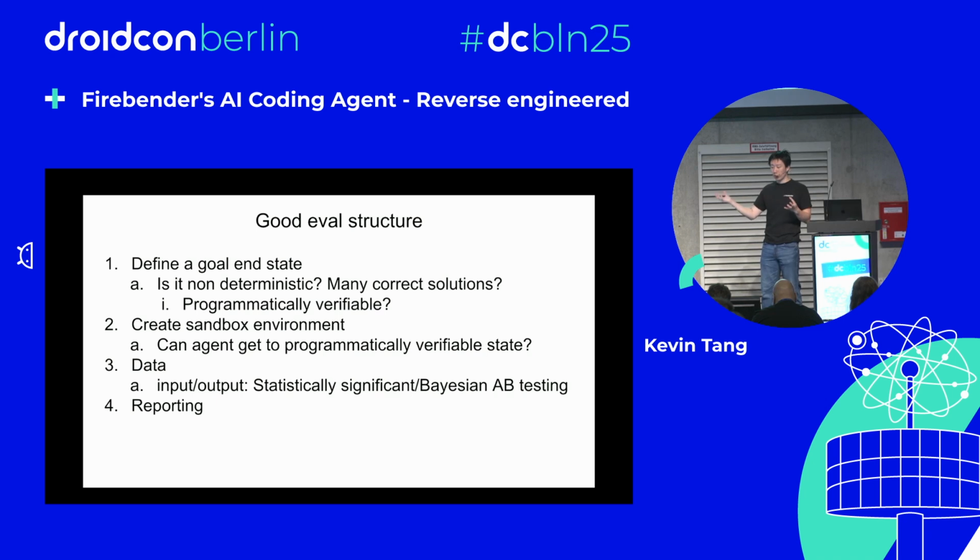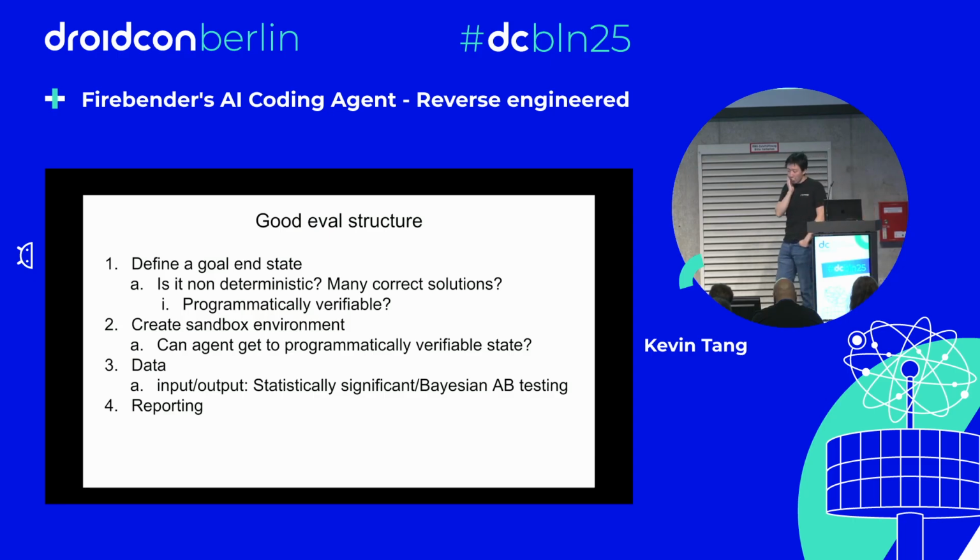And then is the output non-deterministic? Are there many possible solutions to this output? And can we programmatically verify? Being able to programmatically verify is extremely important, because this means that we don't need a human manually seeing whether or not these tests pass. We can just run this at scale and have a pretty good benchmark. And we have many examples of this as well besides Kotlin Bench.